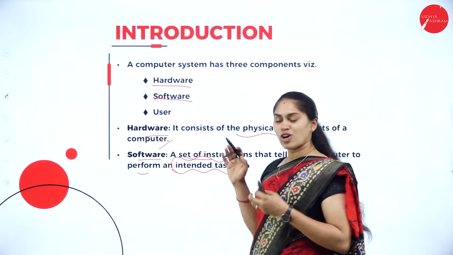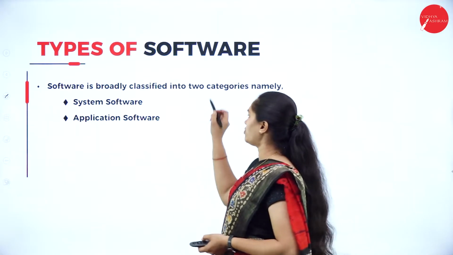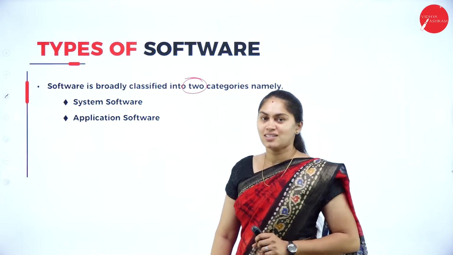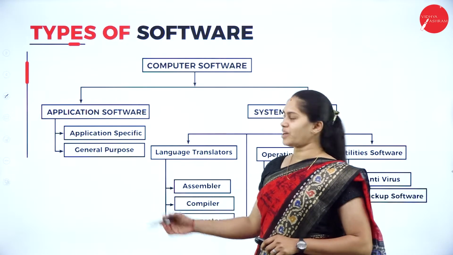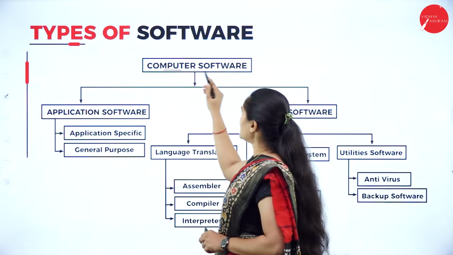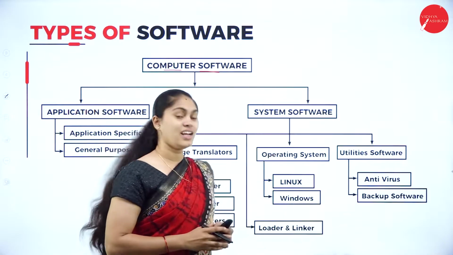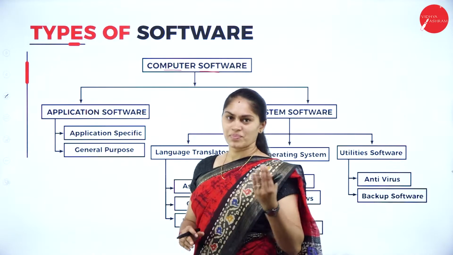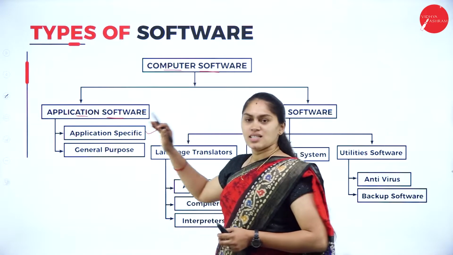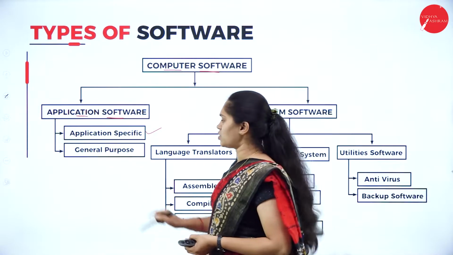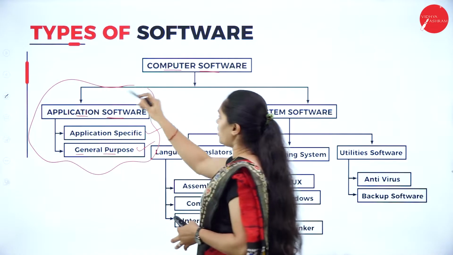As of now, we have to concentrate on software. Here you can see that software is mainly categorized into two categories: system software and application software. Here you can see the classification. If you consider computer software, it comprises two types: one is system software and another one is application software. Let me focus on the application software here. Application software can be specific purpose application software, and it can be general purpose. This is the one thing you need to remember with respect to application software.